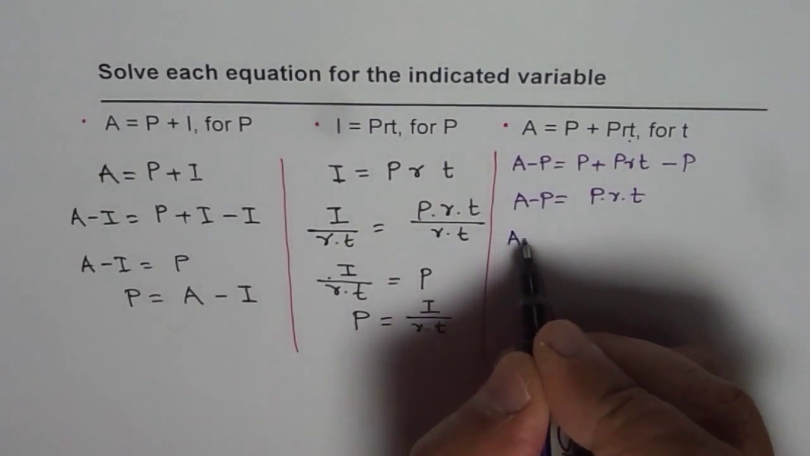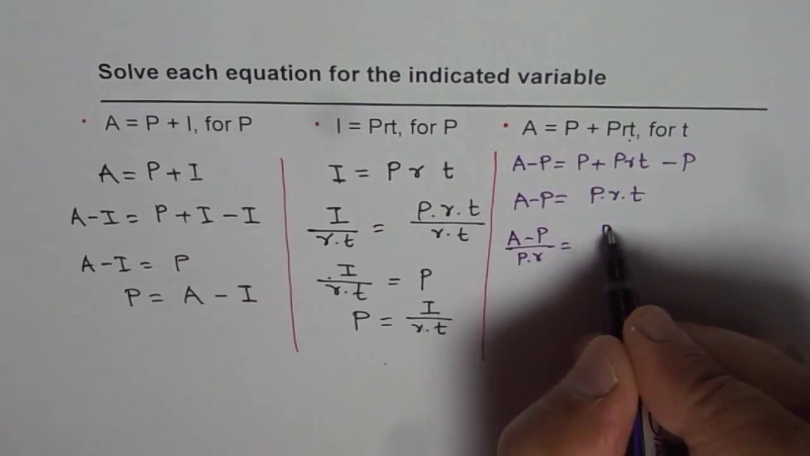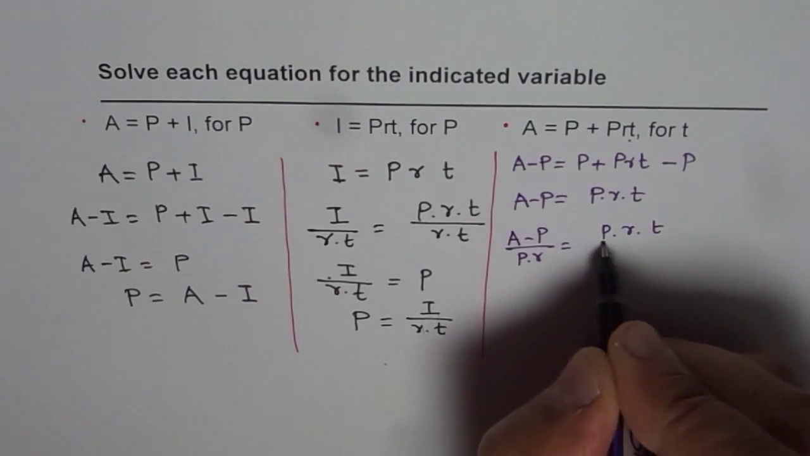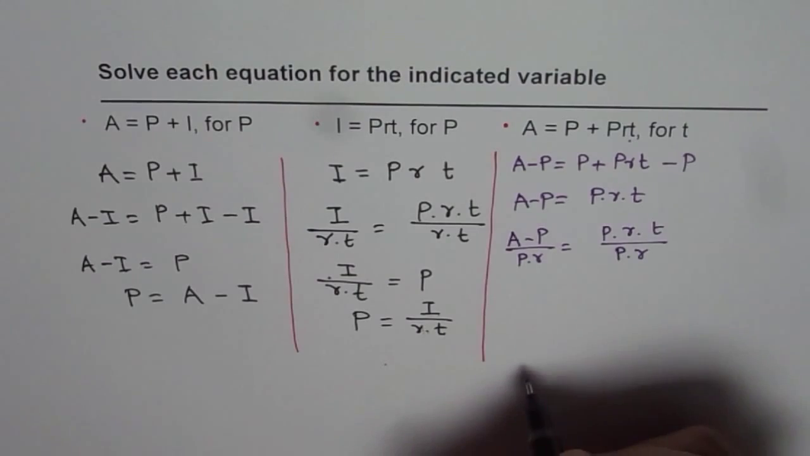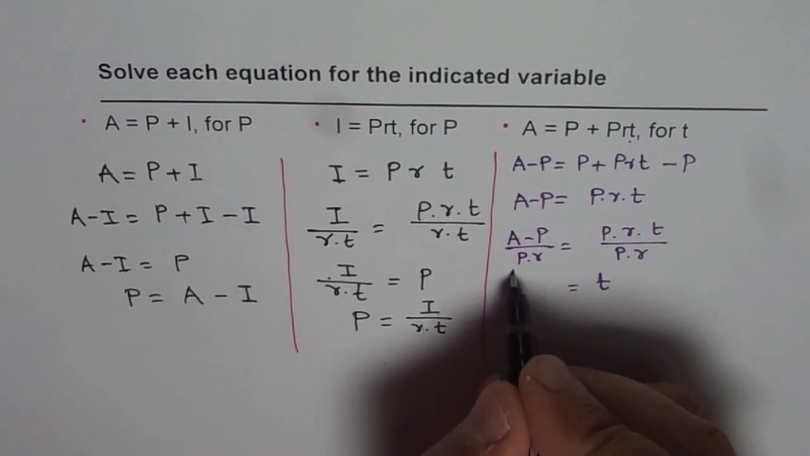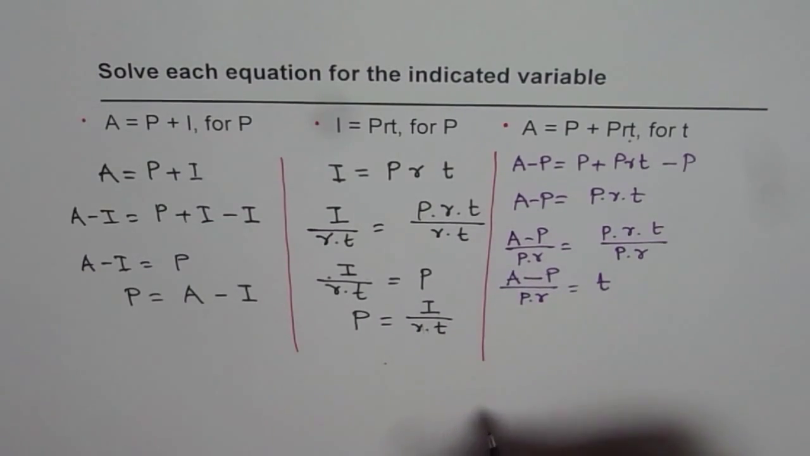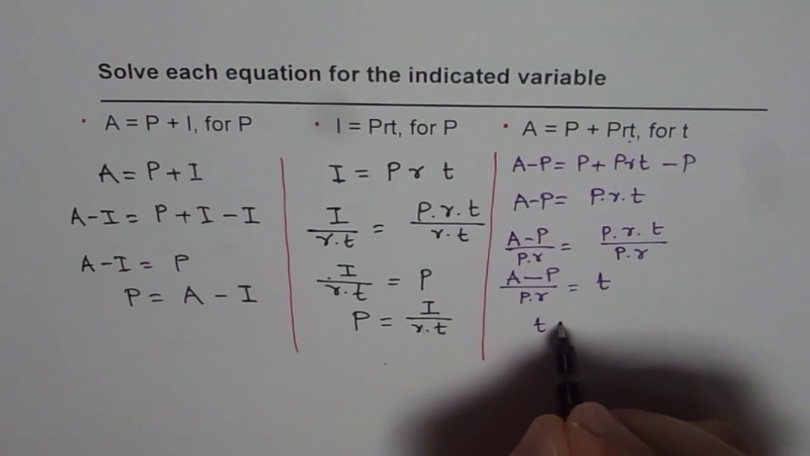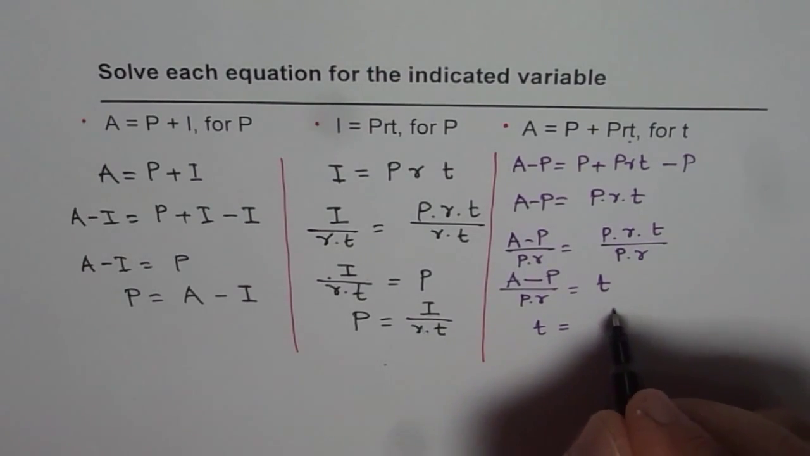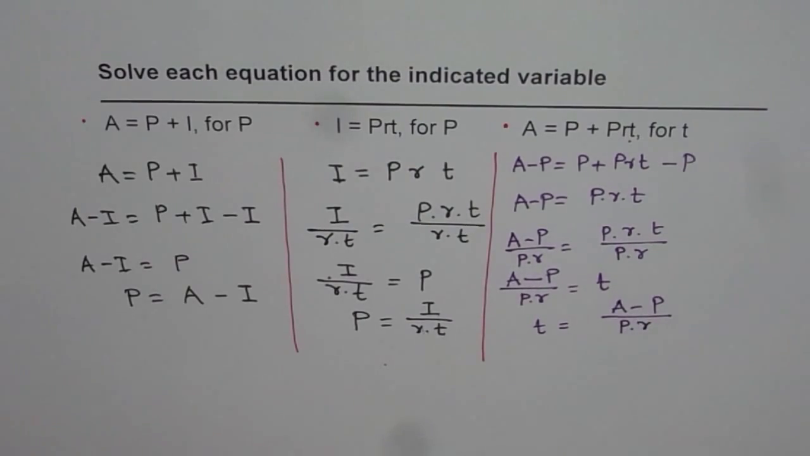So we get A minus P divided by P times R equals P times R times T divided by P times R. They cancel out and we are left with time T equals A minus P divided by P times R. Or we can write T equals A minus P divided by P times R. So that is how we can isolate for the variable T in this case.